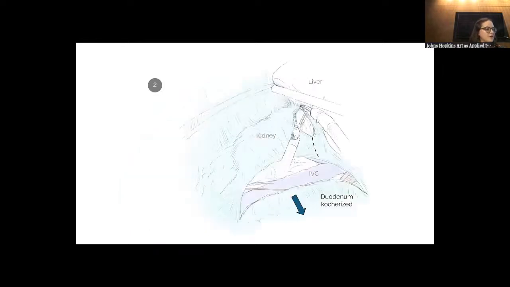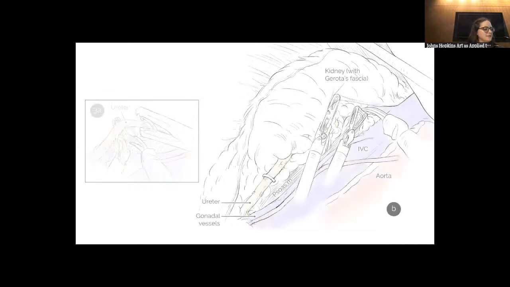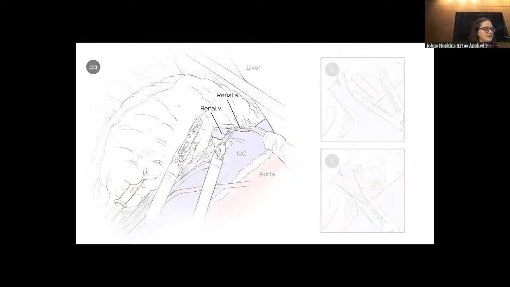The duodenum is cauterized and also moved medially. The peritoneum is then incised at Morrison's pouch, mobilizing the liver. The proximal ureter is identified, separated from the gonadal vessels, and clipped. The kidney and ureter are then freed from the psoas fascia and any attachments to the inferior vena cava. The renal hilum is identified.